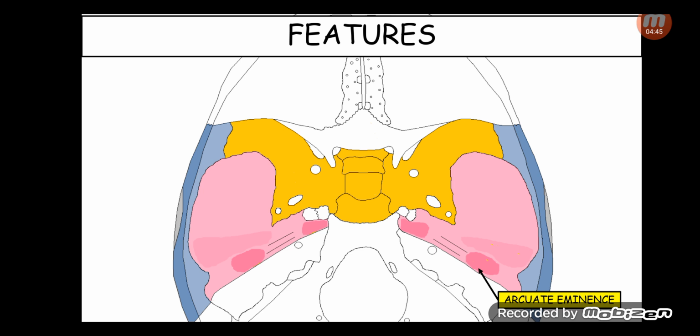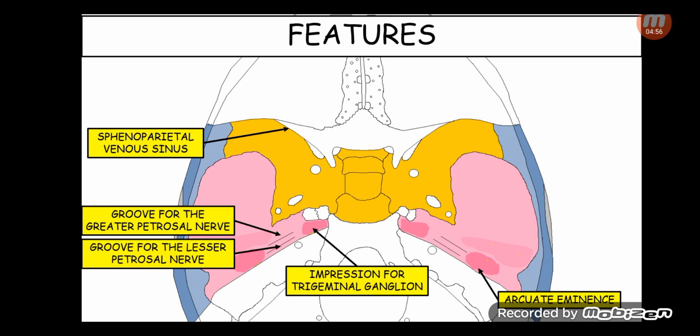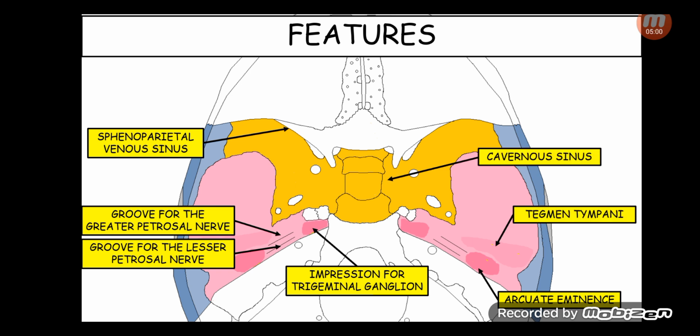So there we have arcuate eminence, sphenoparietal venous sinus, groove for the greater petrosal nerve, groove for the lesser petrosal nerve, impression for trigeminal ganglion, cavernous sinus, space, tegmen tympani, anterior clinoid process.